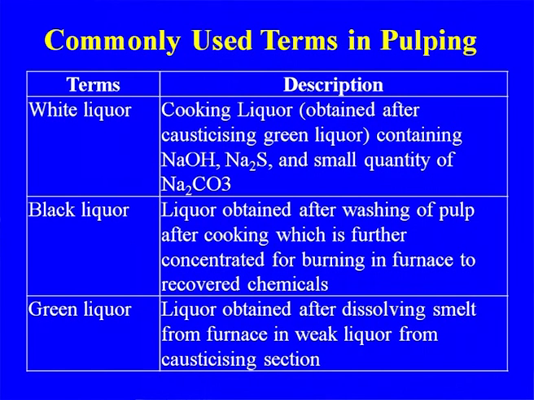These are some of the terms that we use in pulping: white liquor, the cooking liquor, which is used for cooking the chips or other raw material. Why do we call it white liquor? Because the green liquor we produce from the recovery furnace is causticized, and the liquor we get after causticization of green liquor, that we call white liquor. So, white liquor is nothing but NaOH, Na2S and Na2CO3, which is the cooking liquor we use in the digester.